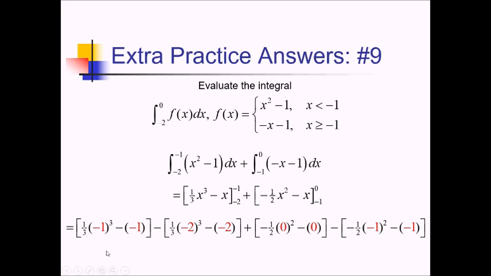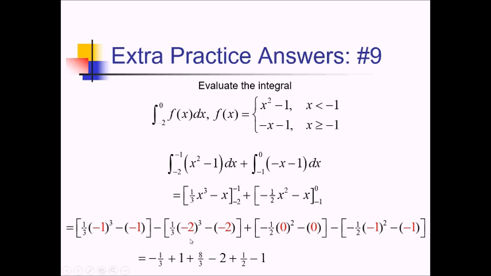So over here on the left, this is going to be negative 1/3 plus 1. And then let's see here. This is negative 8/3, but we're subtracting, so that's positive 8/3. And then this would be 2, but we're subtracting, so negative 2. These zeros are just gone over here. This is going to be negative 1/2, but we're subtracting, so positive 1/2. And this would be a positive 1, but we're subtracting, so negative 1.